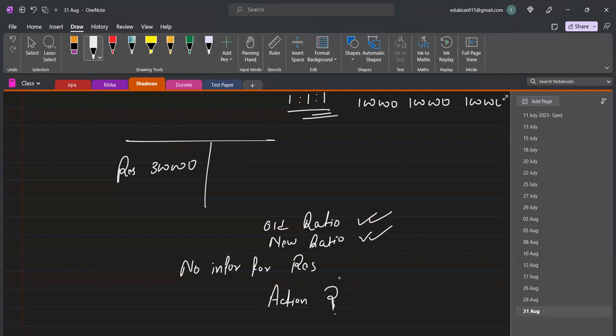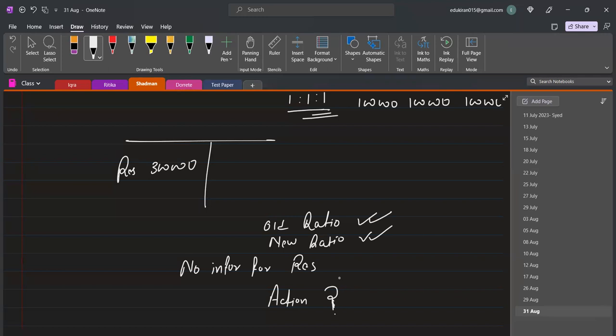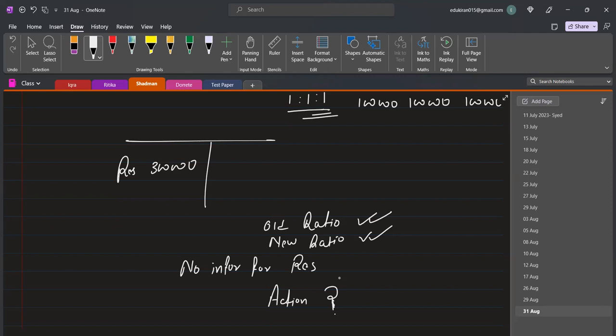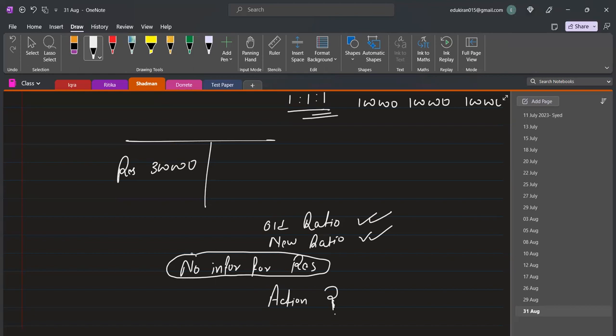I will distribute the reserves according to the new ratio, because there is no information. But is the reserve related to the future? No, it's past. So why should it be distributed in your future ratio? Because there is no information regarding the past ratios. I have given you the old ratio and the new ratio, so then I'll distribute in the old ratio. That's why I'm asking, there is no information for distribution of the reserve. So will you distribute it or not? Yes, I'll distribute it.